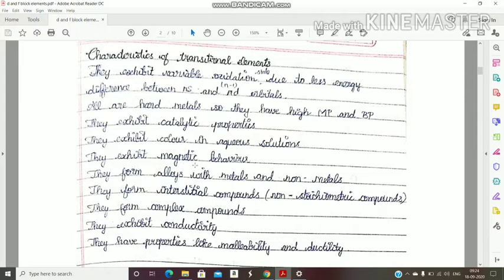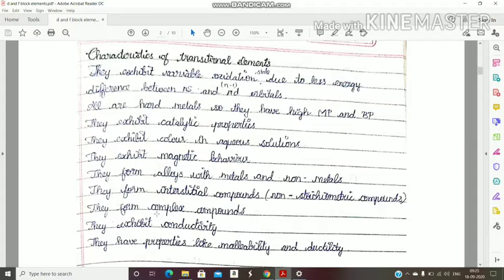Next, they exhibit magnetic behavior. That means whether they are paramagnetic, diamagnetic, ferromagnetic. So these are the properties of magnetic behavior. So these elements exhibit magnetic behavior. Next, they form alloys with metals and non-metals. Next, they form interstitial compounds. We will discuss later about this one, then you get idea about this one.